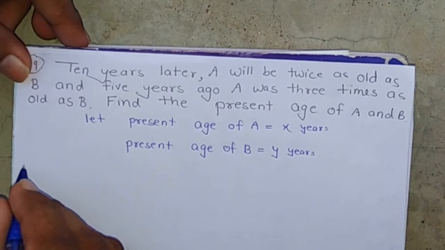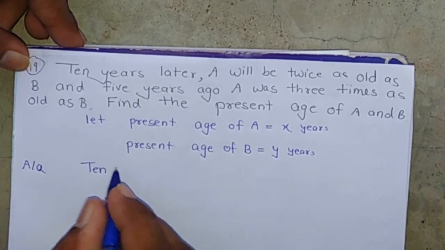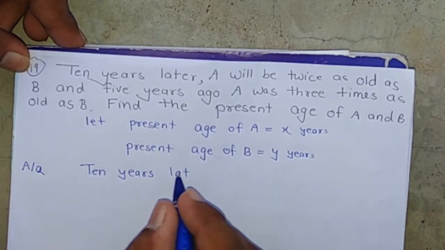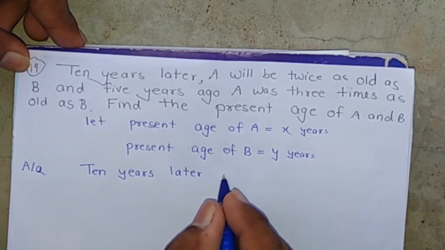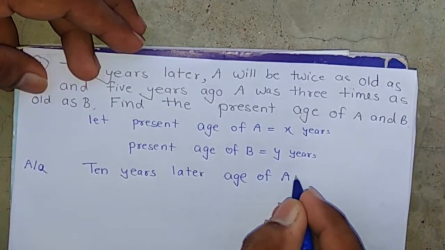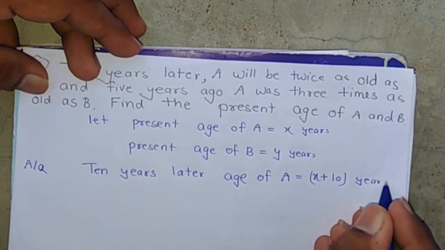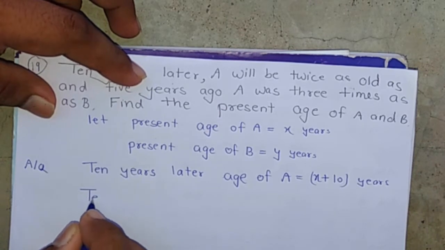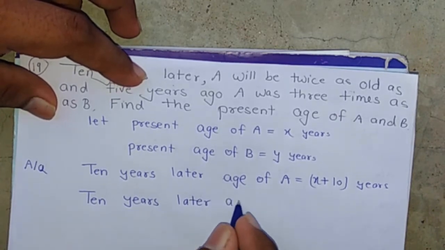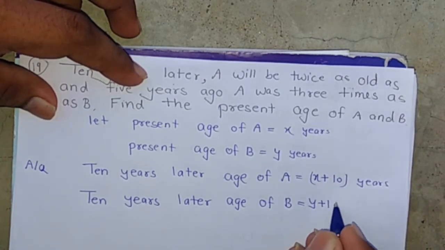According to the question, 10 years later, firstly we write 10 years later, age of A will be, we simply add 10 in X, means X plus 10. 10 years later, age of B, we simply add 10 in Y, means Y plus 10 years.